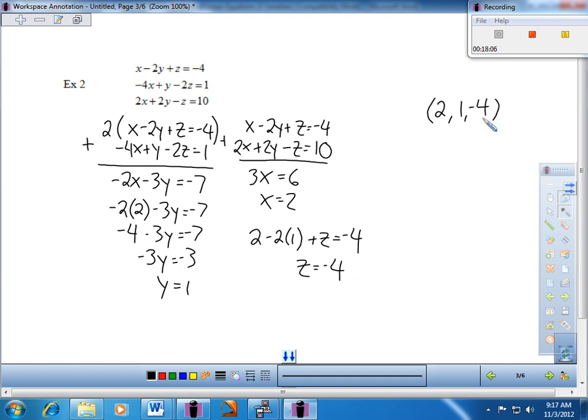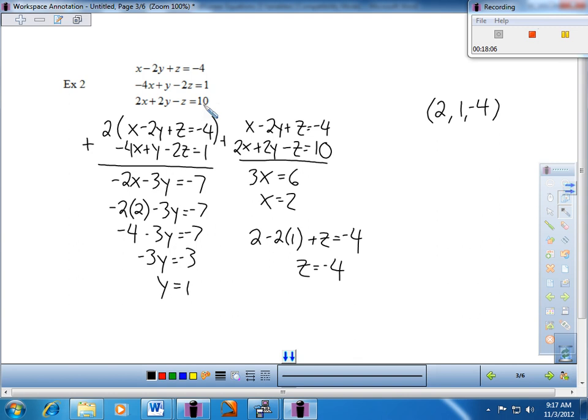And that, everybody, is your order triple. Now again, I didn't say this for example 1, but it does bear saying here, we should check it. If I put 2, positive 1, and negative 4 in, it should give us this. And the last one, 2, positive 1, and negative 4 should give us this.